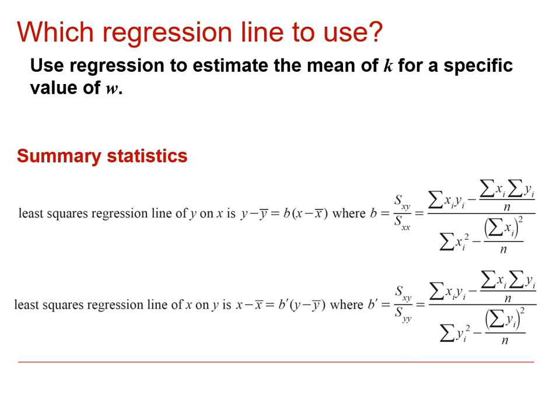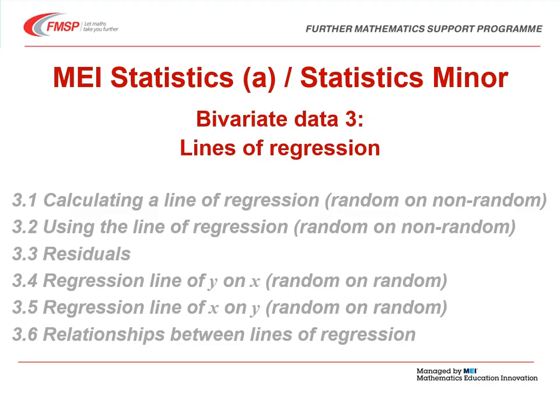For summary statistics, if we know we want something of the form k equals a plus bw, we simply need to look at the form here. The k is clearly doing the job of y there, and the w is doing the job of x, or vice versa in the second formula. That's the final video on Bivariate Data 3, Lines of Regression.